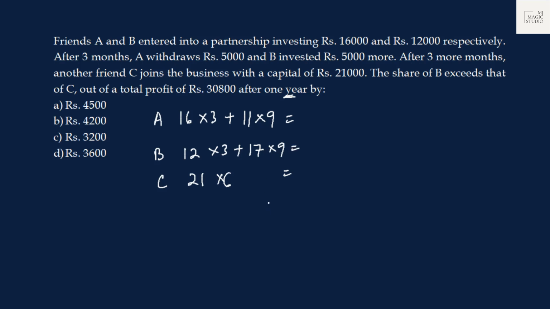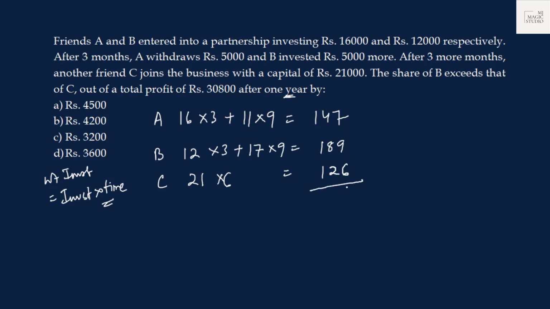We are finding out the ratio of weighted investment. We know weighted investment is equal to investment into period of holding. Go through the entire session on partnership, please. Here we need weighted investment ratio, that is investment into time or the period of holding. So 99 plus 48 will be 147. 17 into 9 is 153 plus 36, 189. Okay, so 21 into 6 will give us 126.